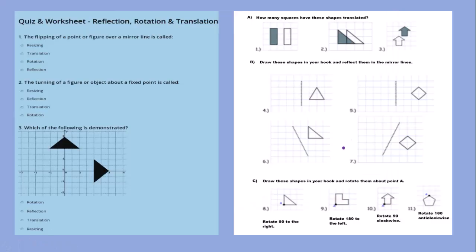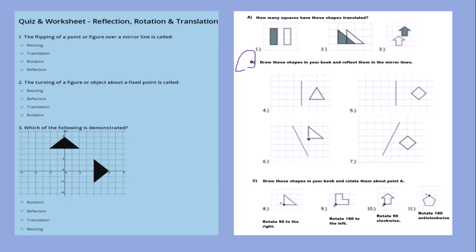Right, let's see this question B here. Draw the shapes in your book and reflect them in the mirror lines provided. Let's try with the first one. Or let's try this one where the mirror line is a slopey one. Okay, take note.